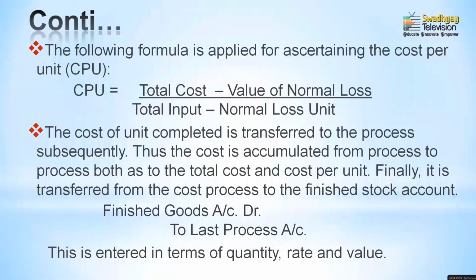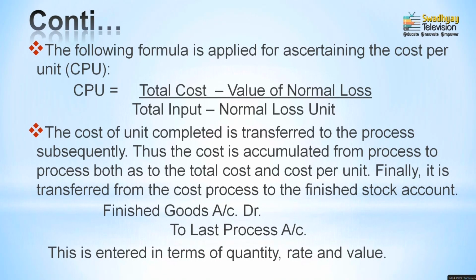Moving to the next point, which is the calculation of CPU. This is very much important. How is the cost per unit calculated? In a very simple way, the cost per unit is calculated as the total amount of cost divided by the total inputs or total units introduced in the respective process. Now, see here, there are possibilities of normal loss and normal wastages also. Suppose any process has a normal loss or normal wastages, then the CPU can be found in this way.